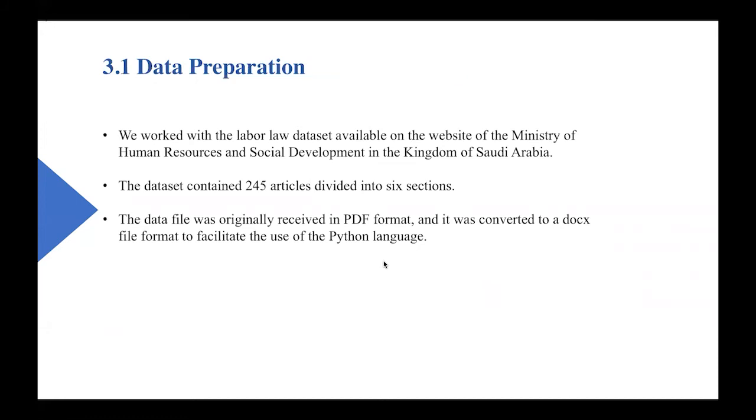The data file: we worked with the LaborLaw dataset available on the website of the Ministry of Human Resource and Social Development in the Kingdom of Saudi Arabia. The dataset contained 245 articles divided into six sections. This type of dataset is known as primary data. Primary data has not yet been published and is more reliable, authentic, and objective. The data file was originally received in PDF format, and it was converted to a docs file format to facilitate the use of the Python language.